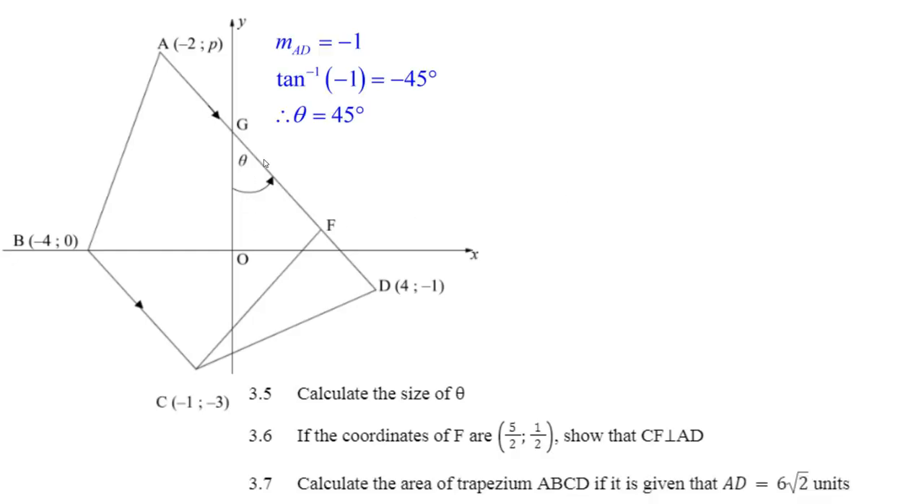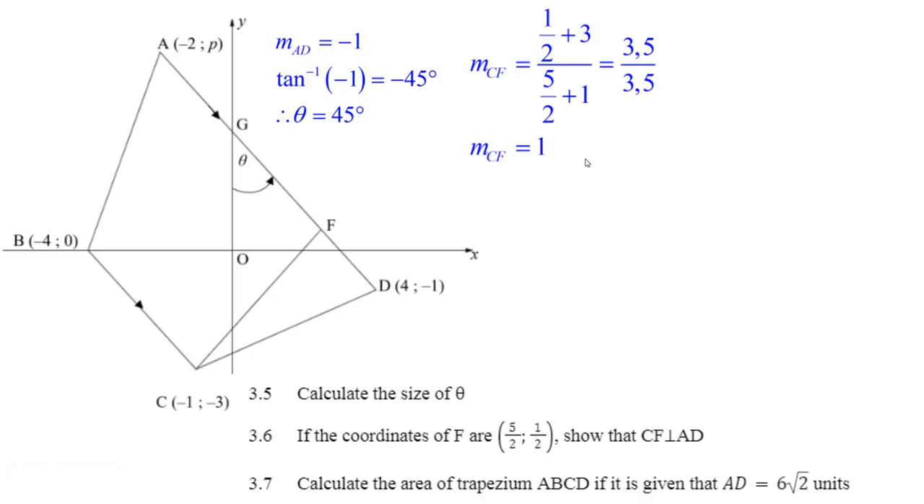And that's all there is to it. Theta is 45 degrees. Now, the next question. If you know the coordinates here are 5/2 and 1/2, show that this line, CF, is perpendicular to this line, which makes it the height. If it is, it's a perpendicular distance.